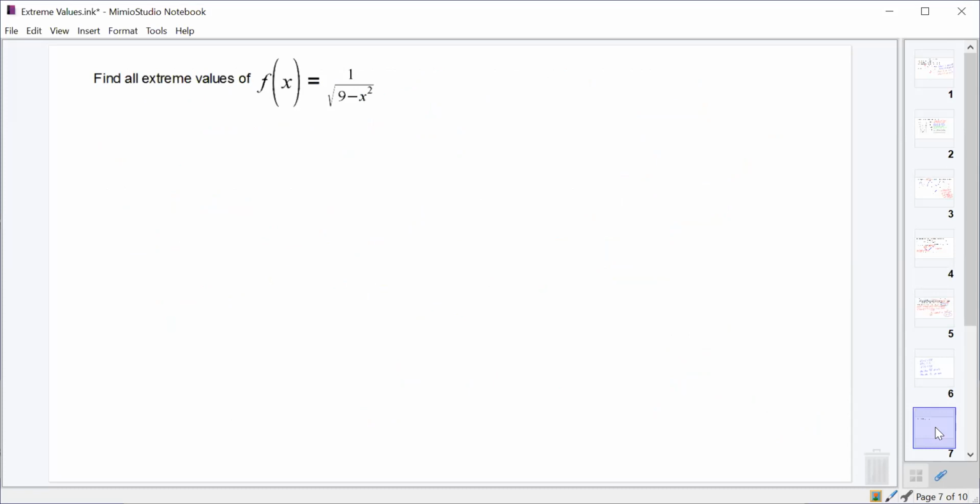So let's find all of the extreme values for 1 over root 9 minus x squared. I don't know what happened to my fraction bar there. It looks like it's disappeared. That's not any better. There we go. That's better. So we want to find all the extreme values of this. How are we going to do that?